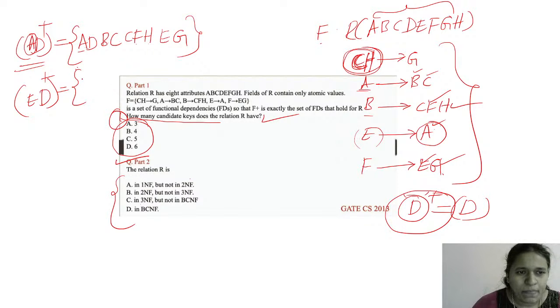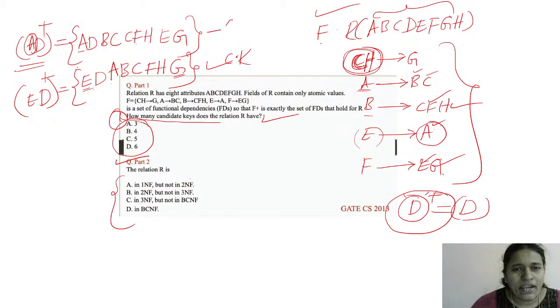In the ED closure we will get ED, and in the E closure we will get A. E can determine A. Now A can determine BC. Now B can determine CFH. Now F determines EG. E is already here, that's why I am writing only G. A, B, C, D, E, F, G, H. Now we got all the attributes of the given relation. Now ED is also a candidate key. Here AD is also a candidate key.